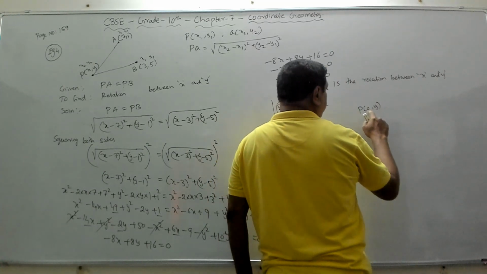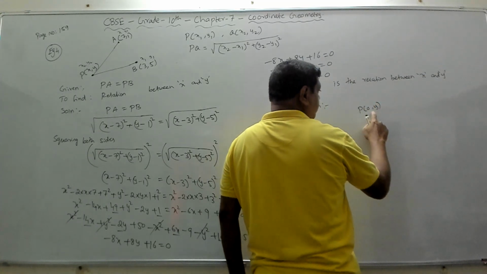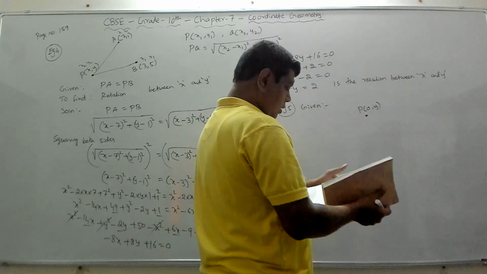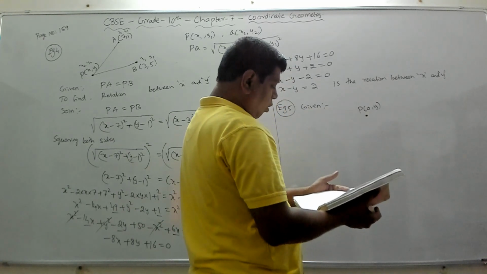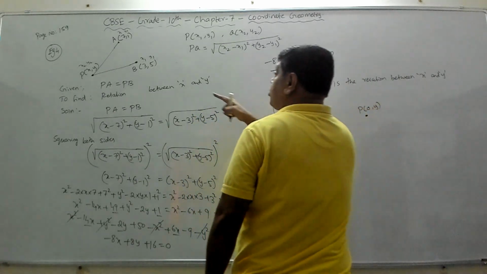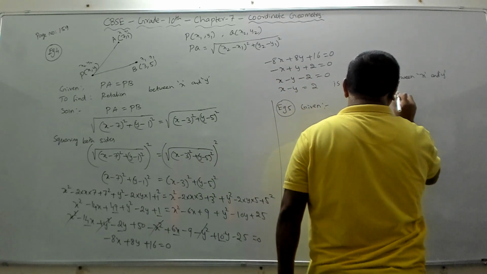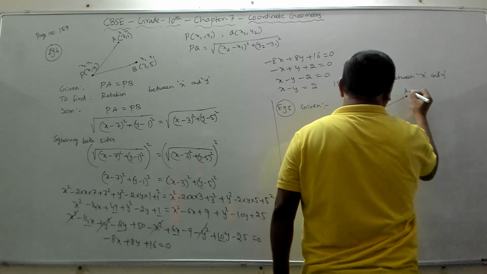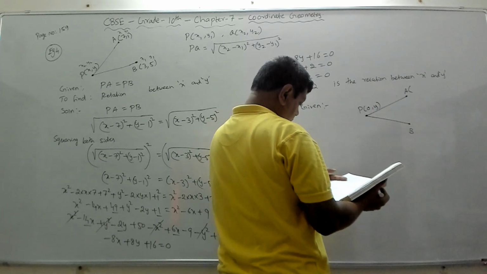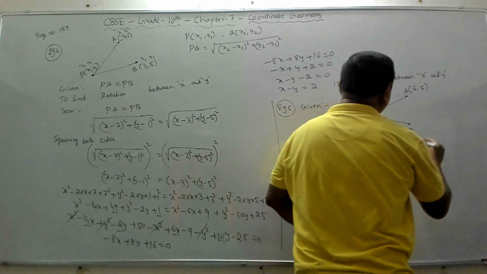So P of 0 comma y is any point on the y-axis, and it will be in this form. Its x coordinate will always be 0. So 0 comma y, this is P. Then find the point on the y-axis which is equidistant from two other points. So there are two other points, A as 6 comma 5, and B as minus 4 comma 3.